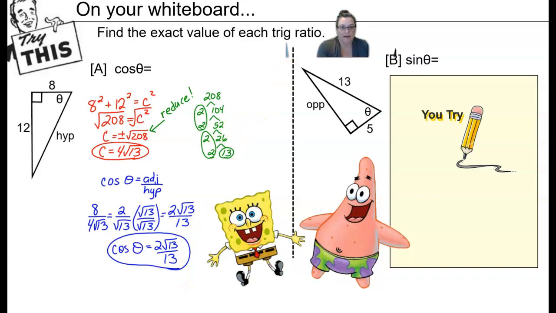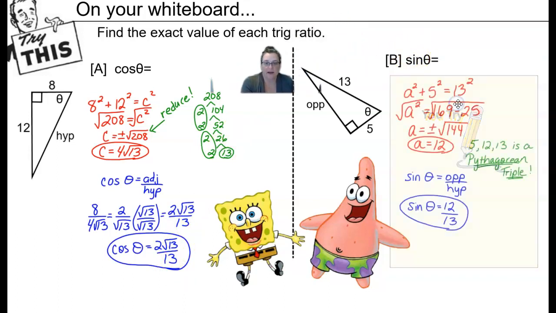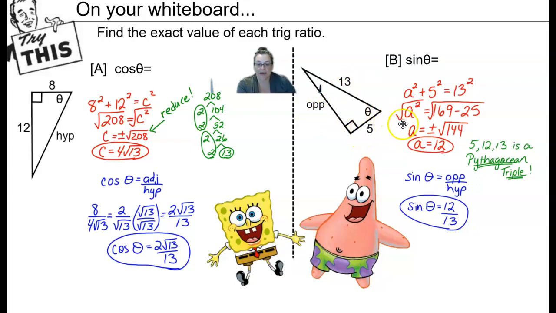Okay, then in example B, to find the sine of theta, again, we're going to need to use the Pythagorean theorem. This time we ended up with a Pythagorean triple, 5, 12, 13. A Pythagorean triple is 3 integers that work in the Pythagorean theorem. And then the sine is the ratio of the opposite over hypotenuse, so that would be 12 over 13.